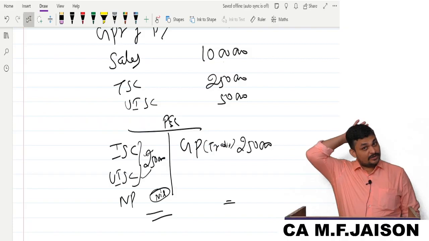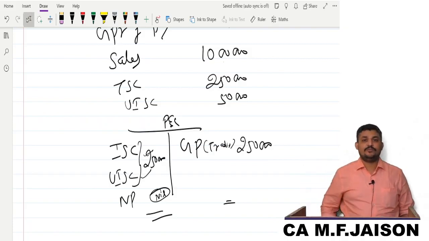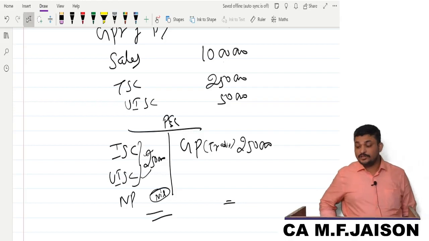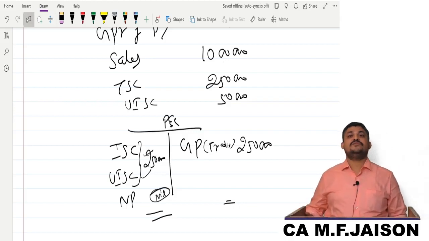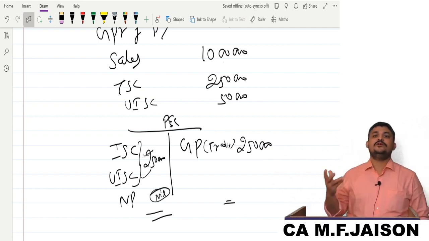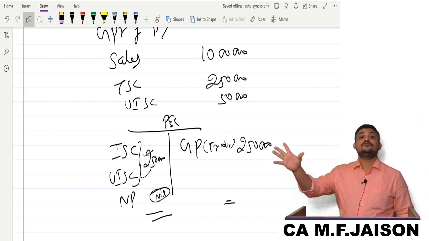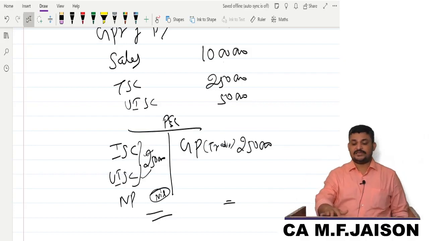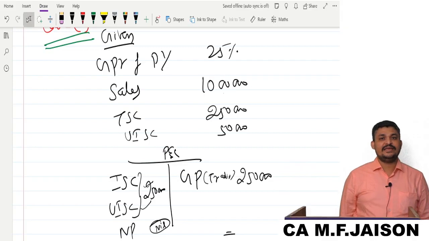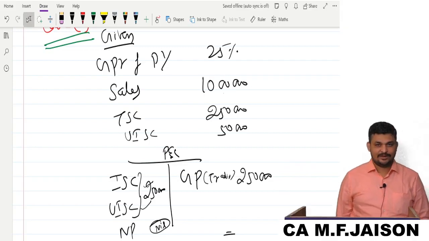So what is your gross profit for this policy? Your gross profit for this policy will be net profit plus insured standing charges. What is net profit? Nil. What is insured standing charges? 2 lakhs. So thereby you will take only 0 plus 2 lakhs, 2 lakhs. And that 2 lakhs you will express as a percentage of 10 lakhs. And that comes to 20%. I hope you understood.